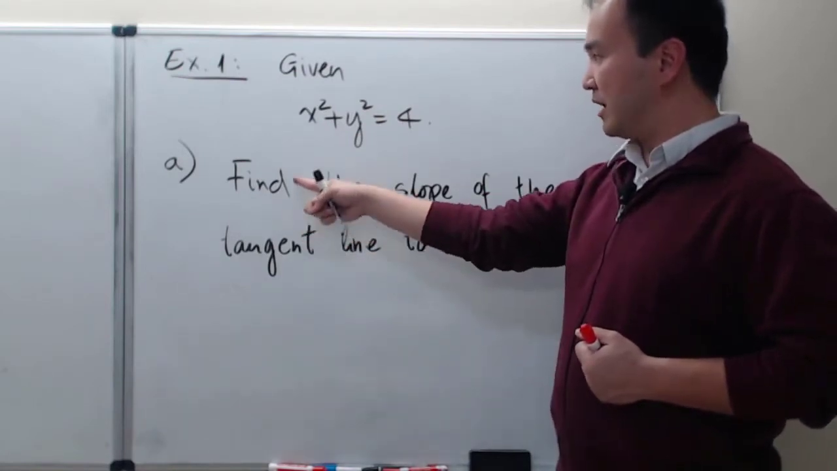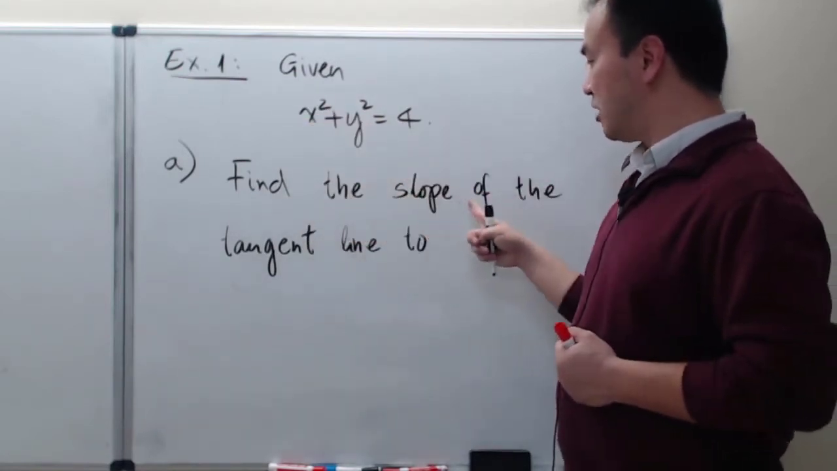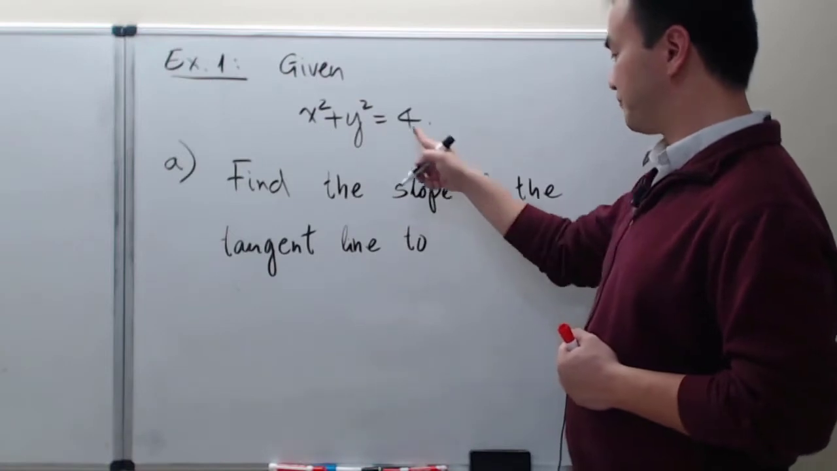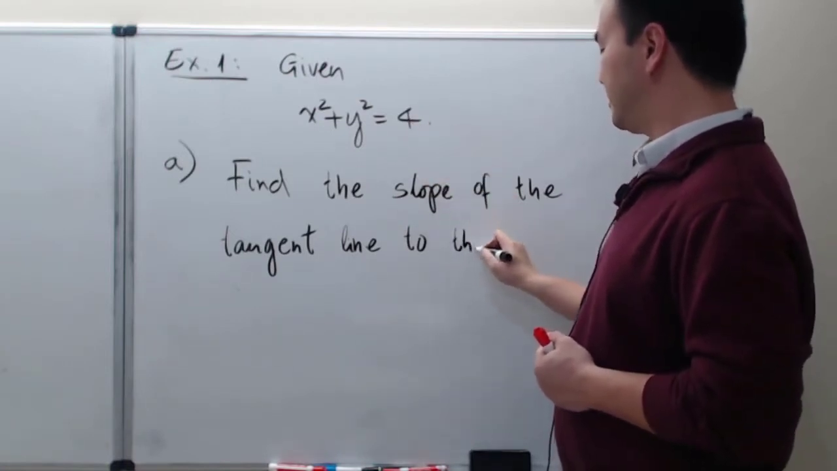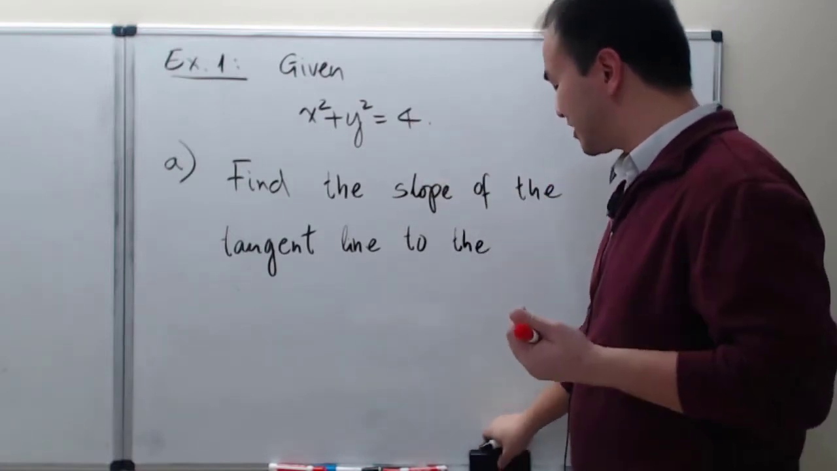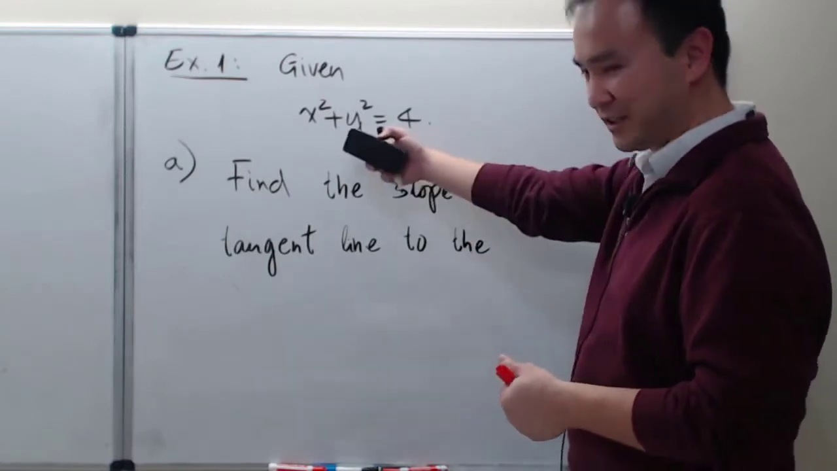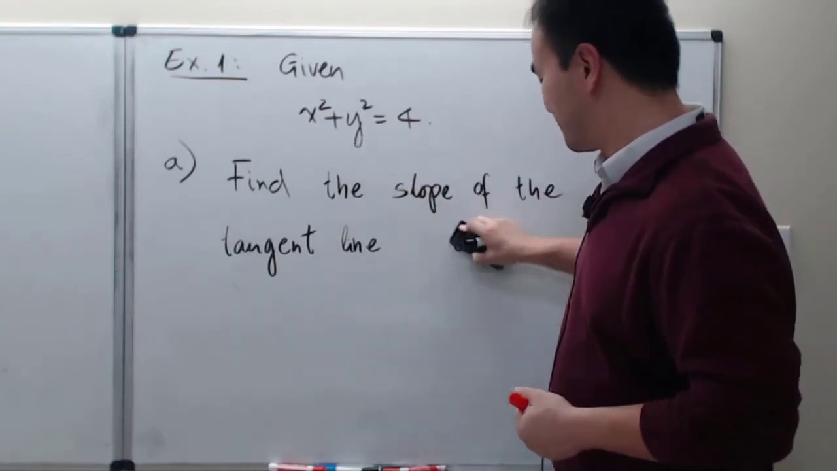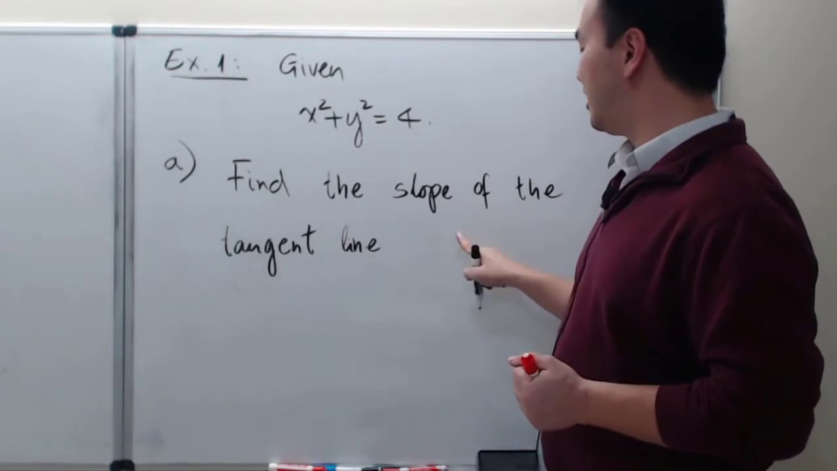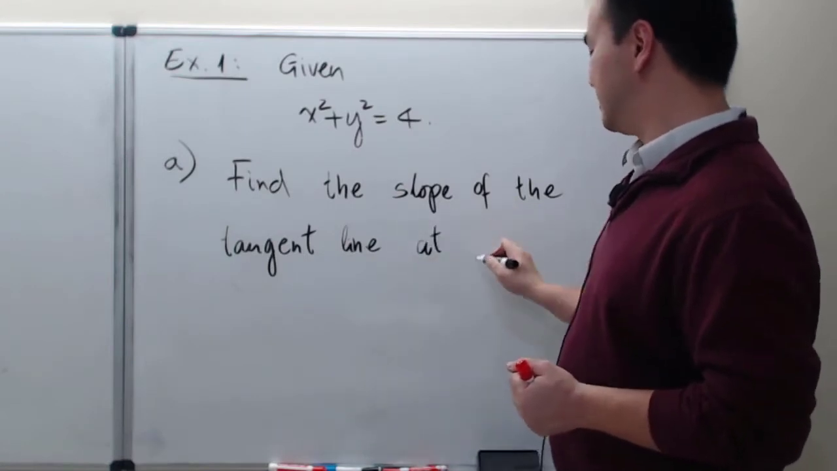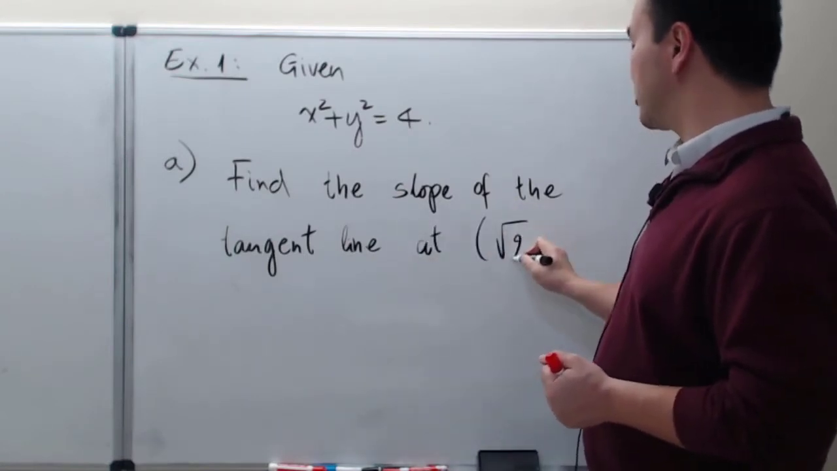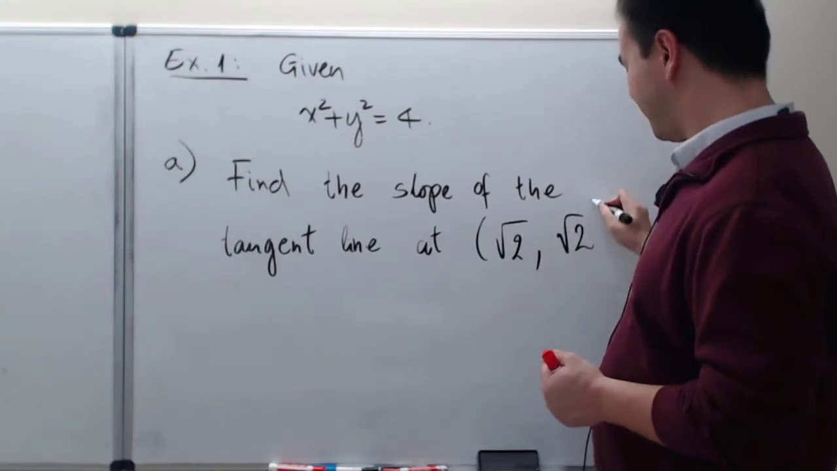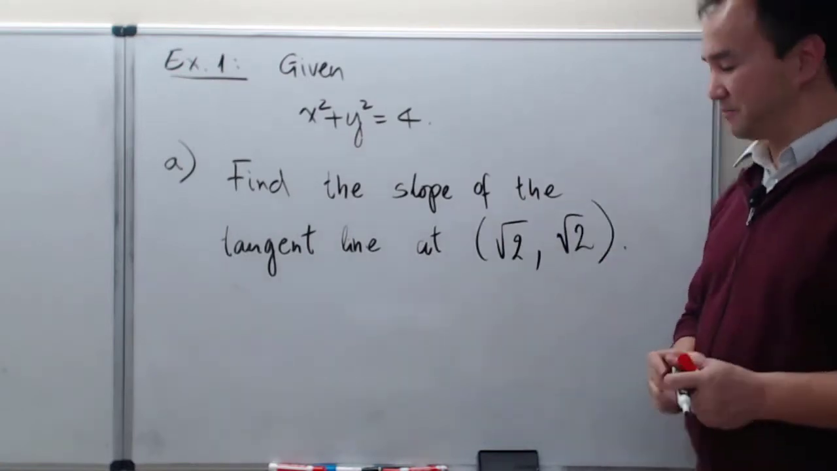But what I want in this problem is: find the slope of the tangent line to the equation, okay? Or I don't even have to say to the equation anymore. Of course, it's the tangent line to the equation. I can just say find the slope of the tangent line, but here at the given point, how about square root of 2, comma 2?